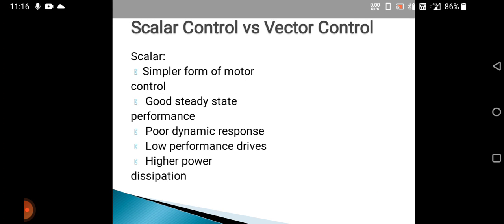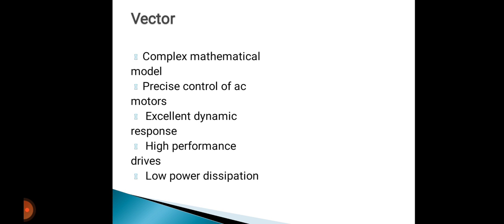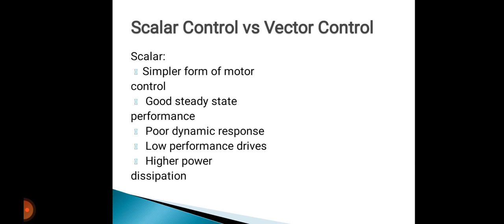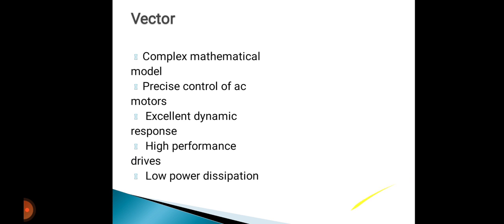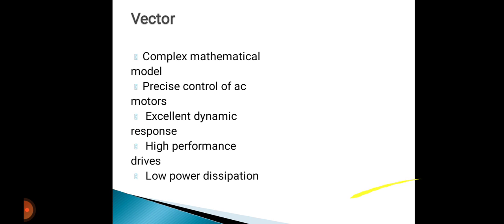Now we can see scalar control versus vector control. Scalar control is a simpler form of motor control, but vector control uses a complex mathematical model. Scalar control has good steady state performance, while vector control gives precise control of AC motors. Scalar control has poor dynamic response, while vector control has excellent dynamic response. Scalar control suits low performance drives, and vector control suits high performance drives. Scalar control has high power dissipation, compared to vector control, which has low power dissipation.